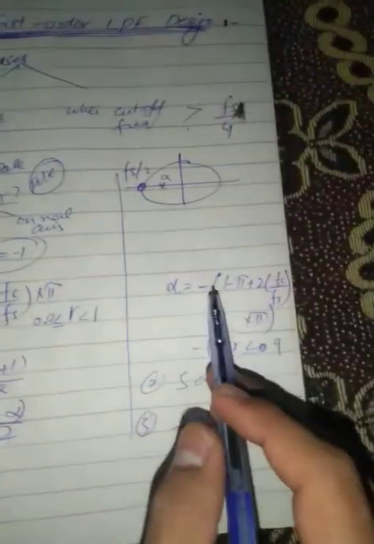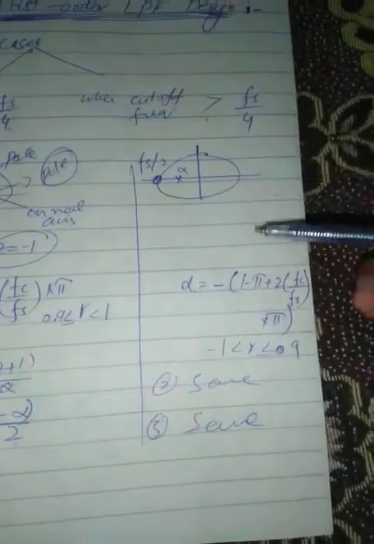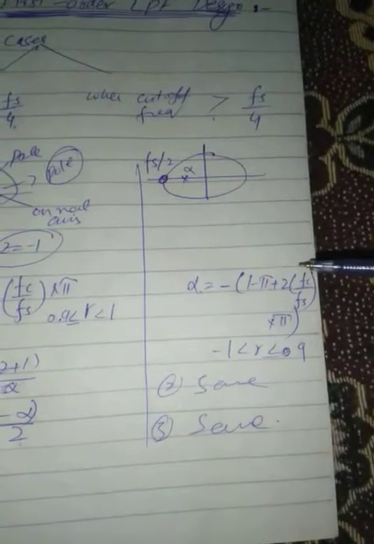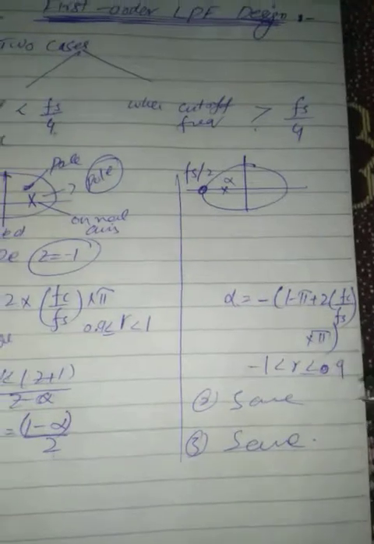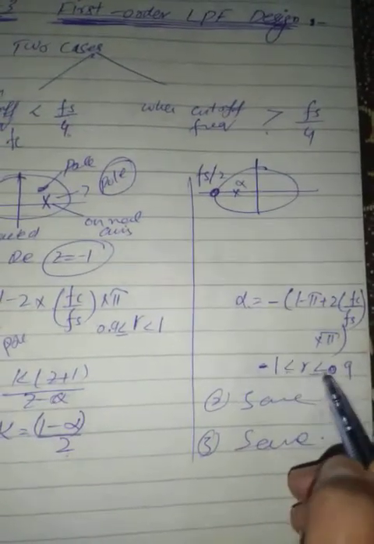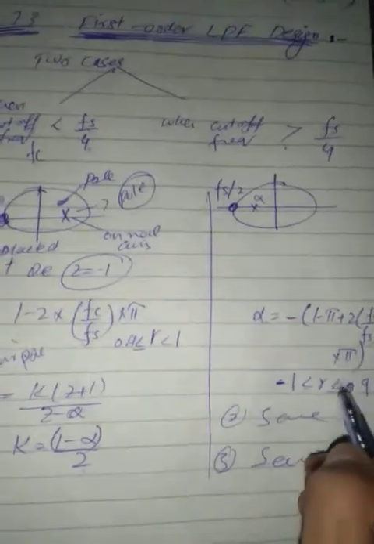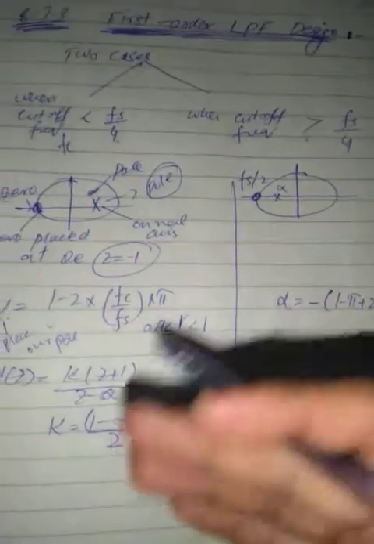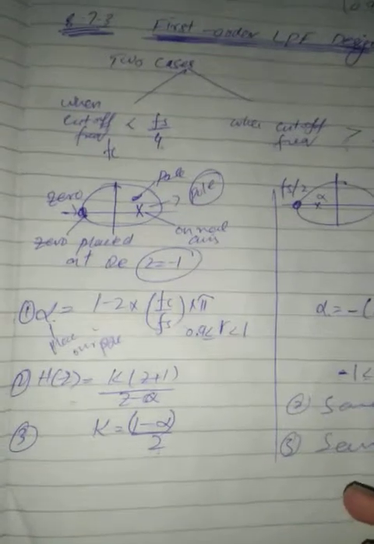Similarly, for the other case, alpha is equal to (1 minus pi plus 2 f_c divided by f_s multiplied by pi). This value should be greater than minus 1 and less than or equal to minus 0.9. Similarly, we repeat the second and third steps for our values.